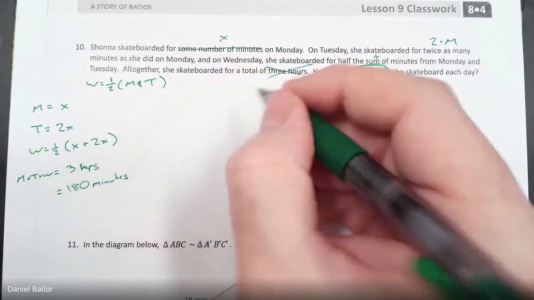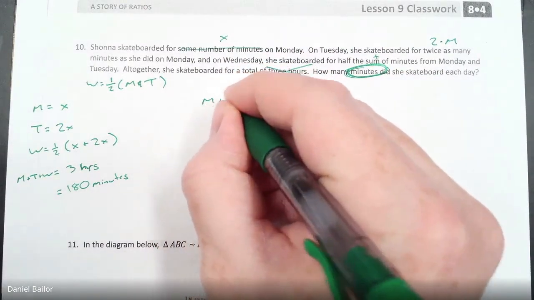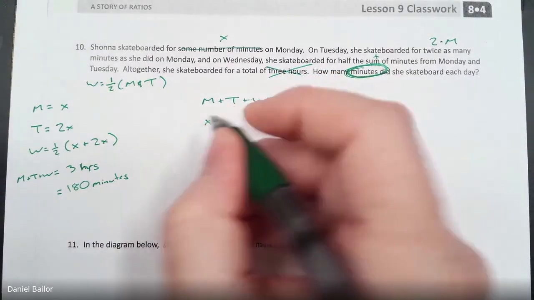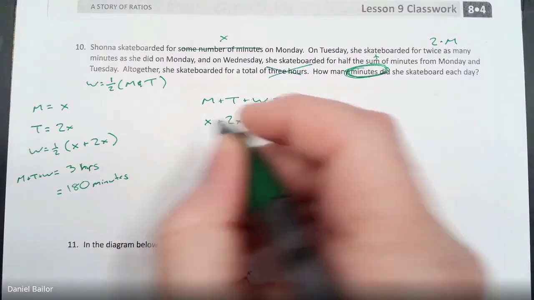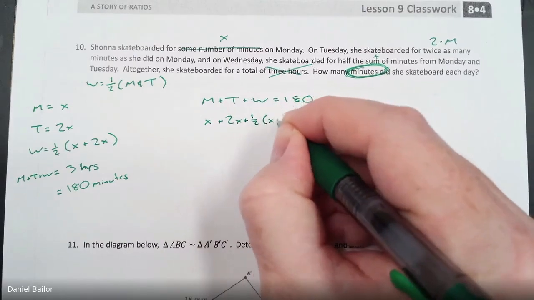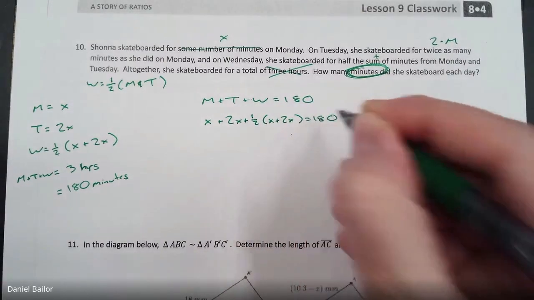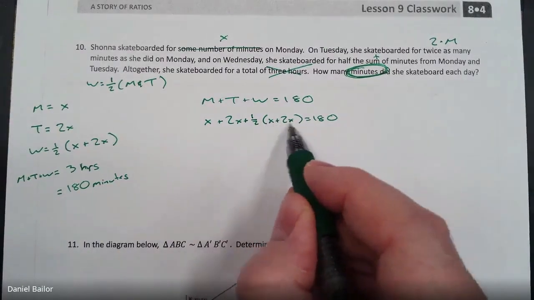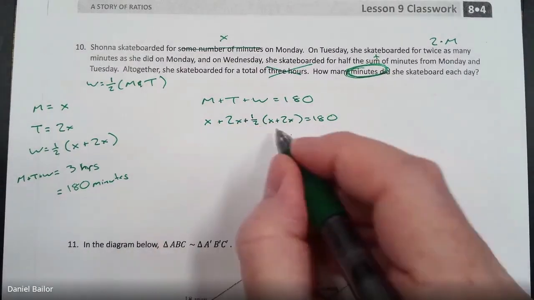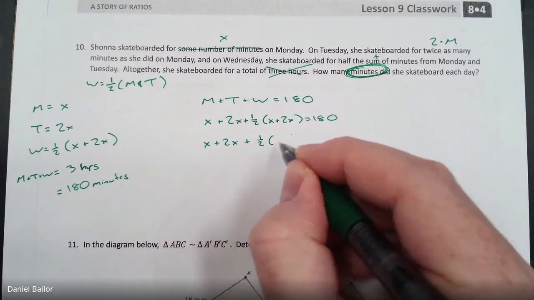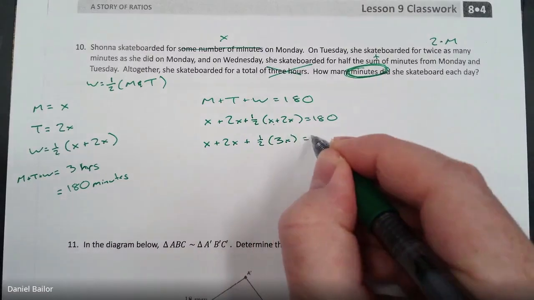So I'm going to say Monday plus Tuesday plus Wednesday equals 180. Monday was X, Tuesday was 2X, Wednesday was plus 1/2 of (X plus 2X) equals 180. Now I'm ready to use my properties and solve. The first thing I'm going to use is the associative property, add the numbers in the parentheses. X plus 2X. So I get X plus 2X plus 1/2 times 3X equals 180.